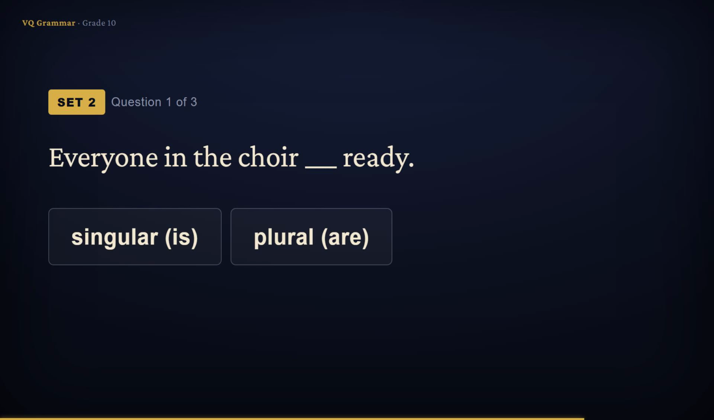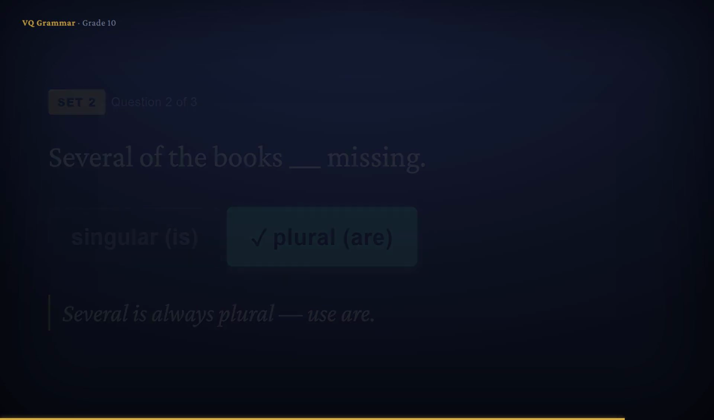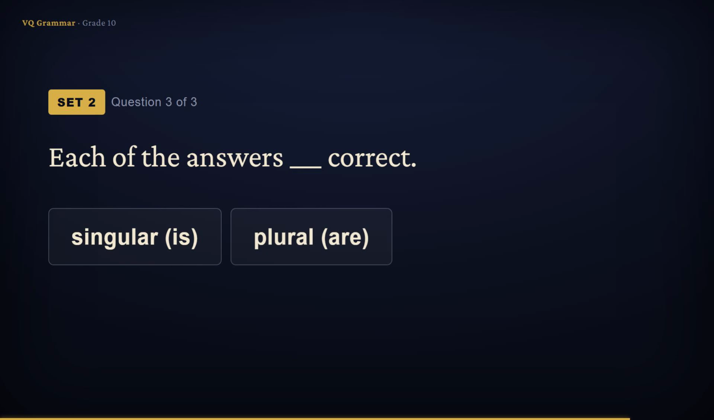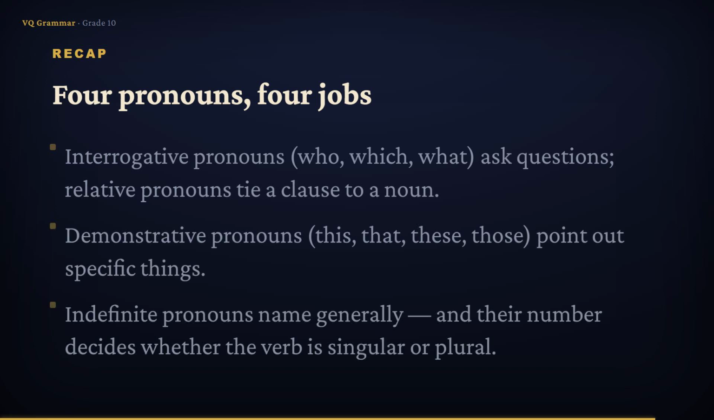Everyone in the choir, blank, ready. The pronoun is everyone, and everyone is always singular, no matter how big the choir is. So it takes the singular verb, is. The answer is singular. Several of the books, blank, missing. The pronoun is several, and several is always plural. It names more than one. So it takes the plural verb, are. The answer is plural. Each of the answers, blank, correct. Don't be fooled by the plural word answers right before the verb. The real subject is each, and each is always singular. So it takes the singular verb, is. The answer is singular.